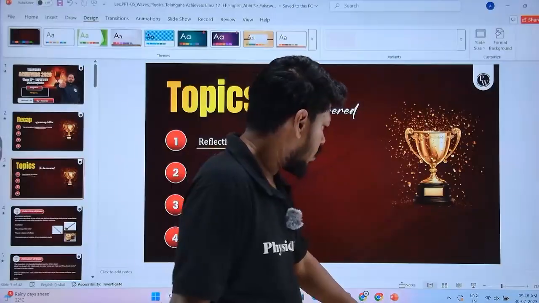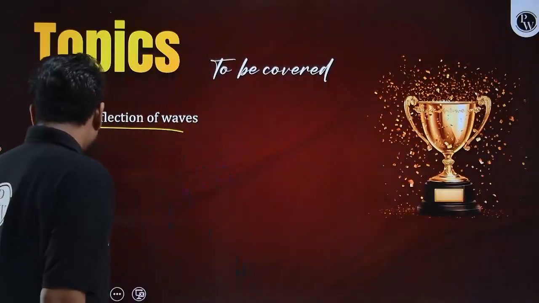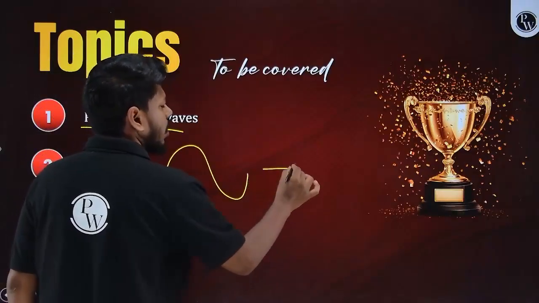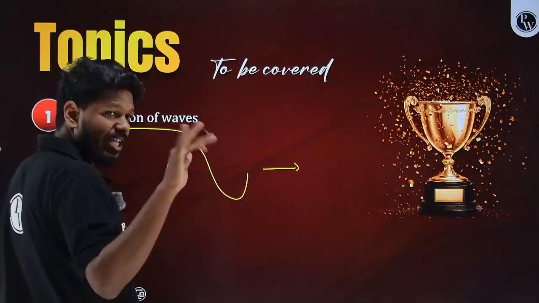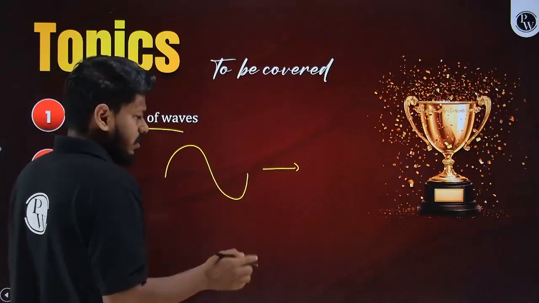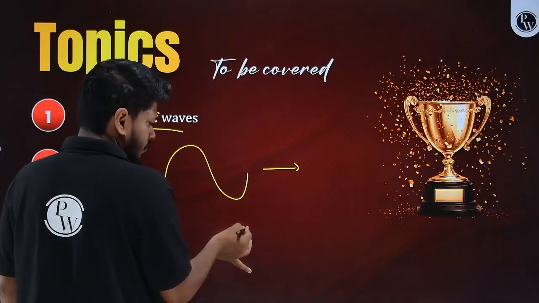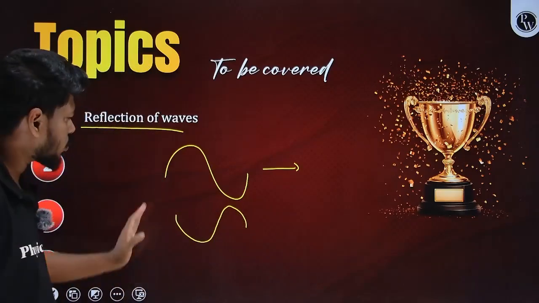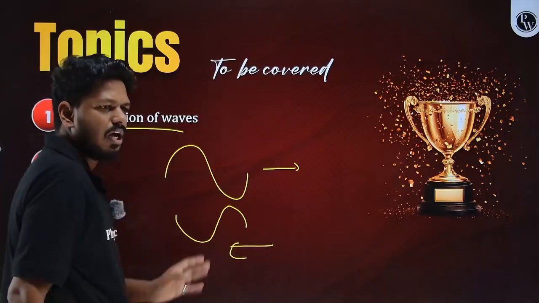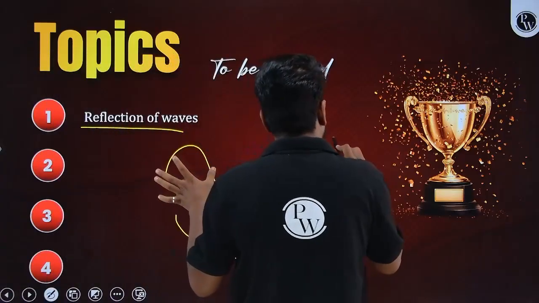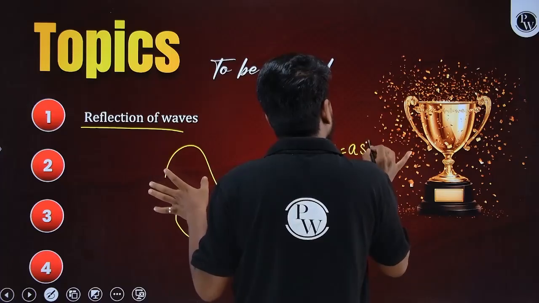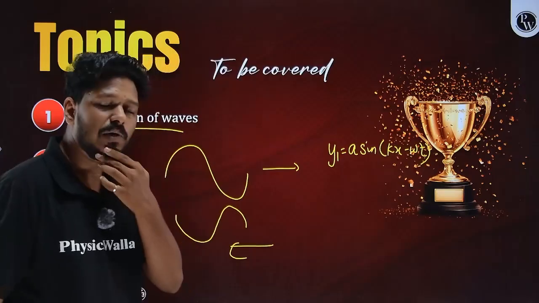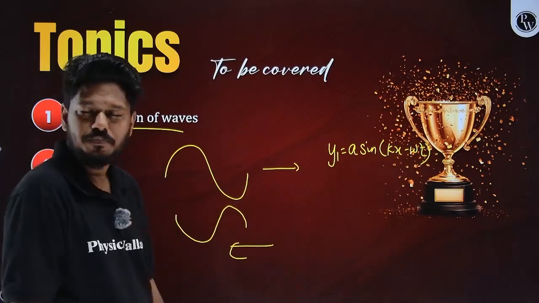Okay. So next let us discuss reflection of wave. If one wave is going in forward direction and another wave is coming in the opposite direction, one is going in this direction, another is coming in this direction. How can I write the equation? So this one, y1 is equal to a sine of kx minus omega t. Why are you using minus, sir? Because we are going in forward direction, therefore negative.